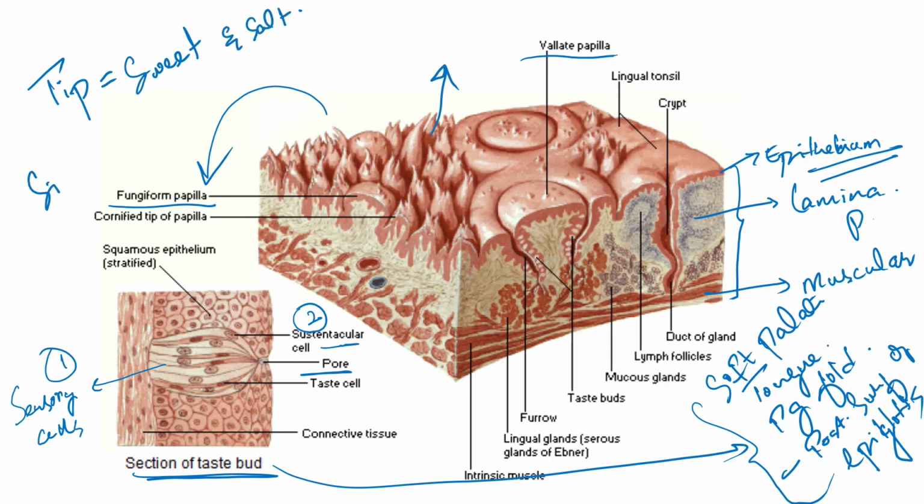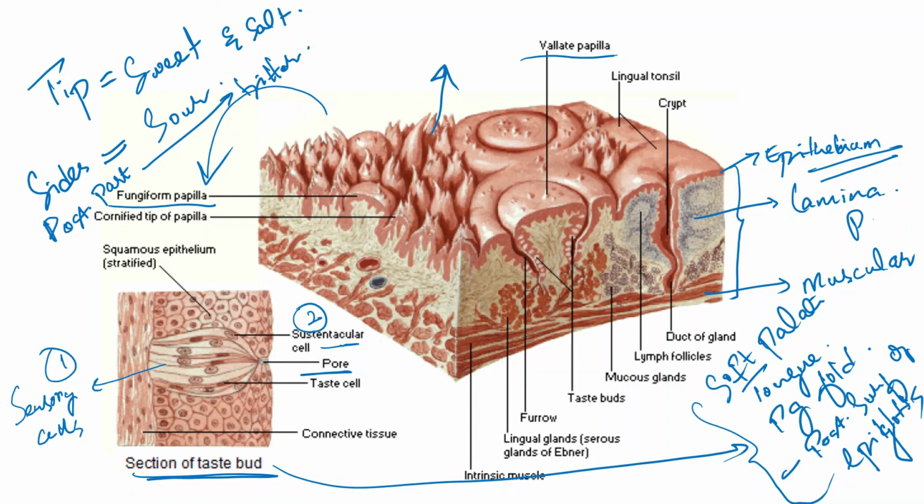The sides give the appreciation of the sour or acidic taste. The sour taste is appreciated along the sides of the tongue, and the bitter taste is appreciated along the pharyngeal part, that is, the posterior part of the tongue. So this is about the distribution of taste appreciation from the papillae present over the tongue.